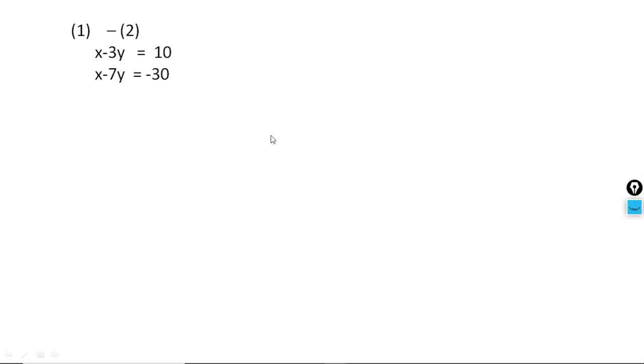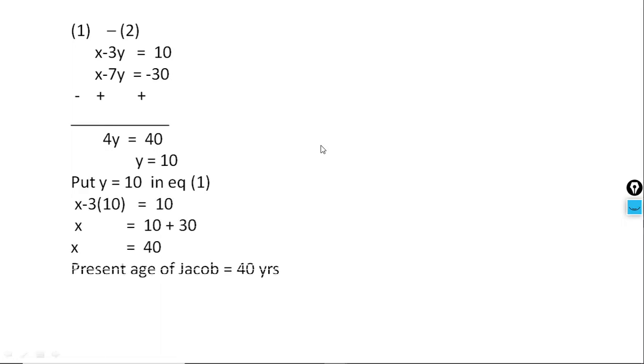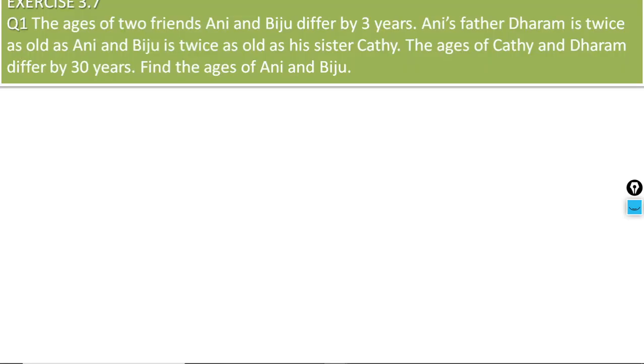By solving this equation by subtraction, we get the value of y as 10. Substituting y = 10 in the first equation, x is equal to 40. It means the present age of Jacob is 40 years and the present age of Jacob's son is 10 years.